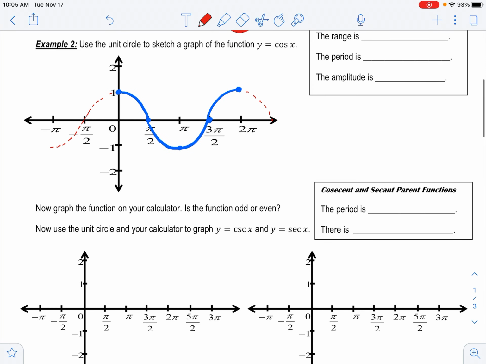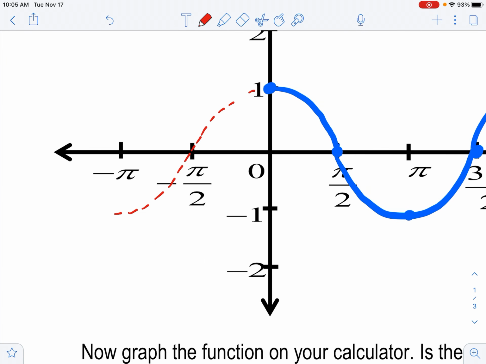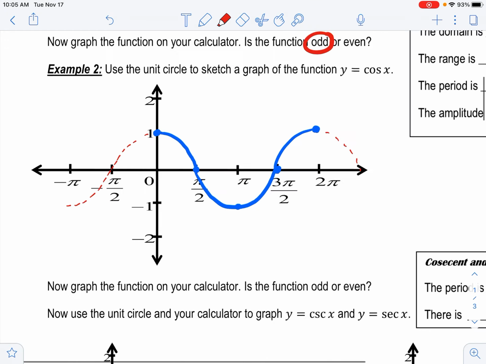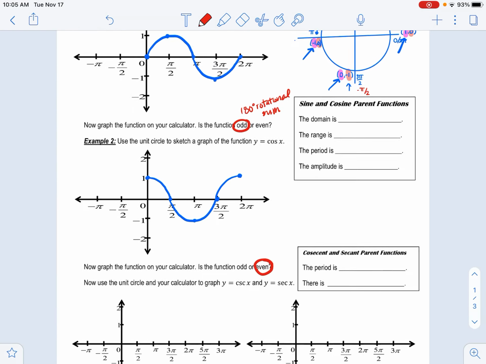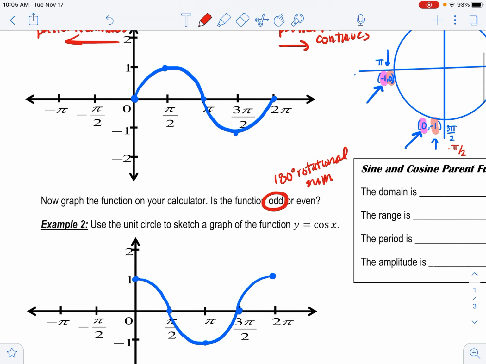I'm going to erase those dots in just a second, but I have to answer this question here. Now graph the function in your calculator. We don't need to do that. It's right in front of our face. Is it even or odd? So this time, if you look at the y-axis right here, this is a reflection over the y-axis. So this is even. So let me erase this red stuff here because I only want you ever to graph one cycle. So this is even.